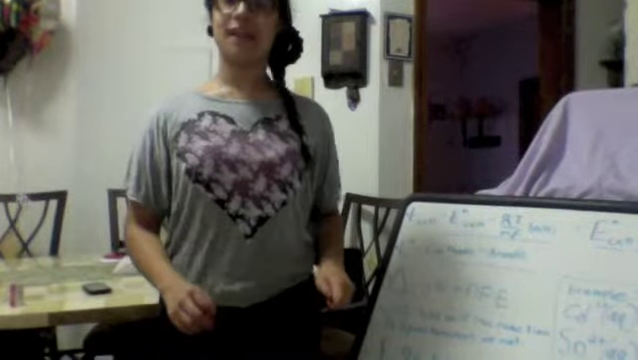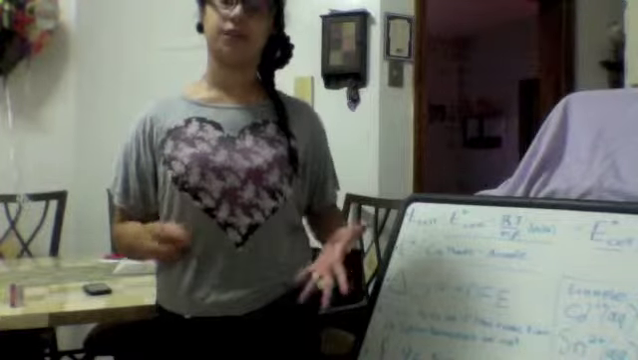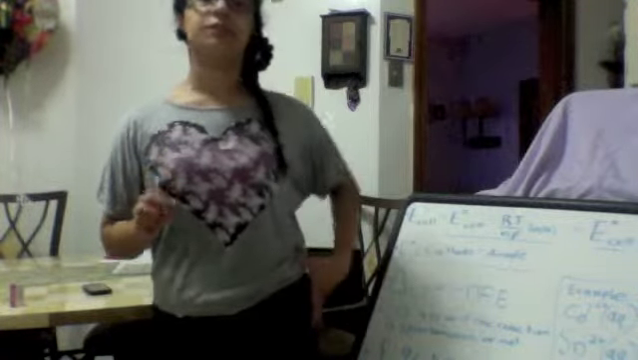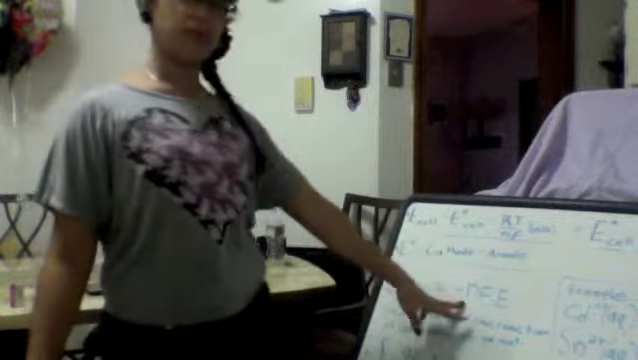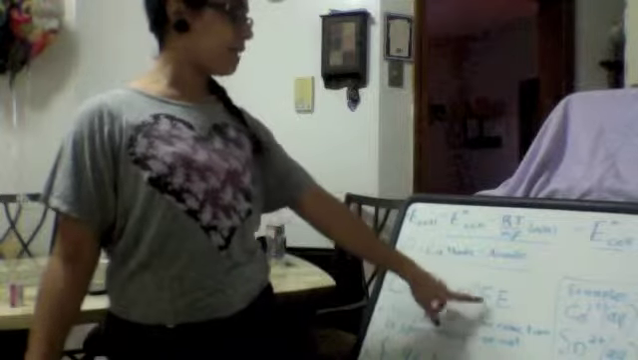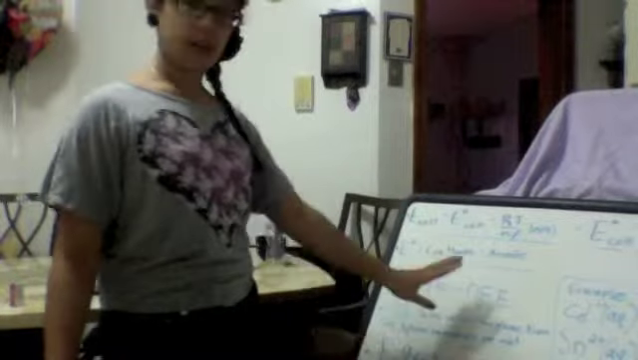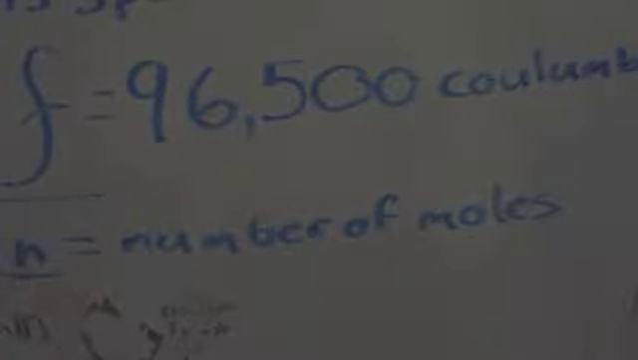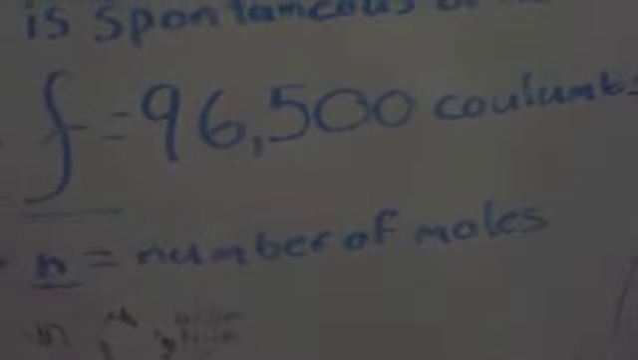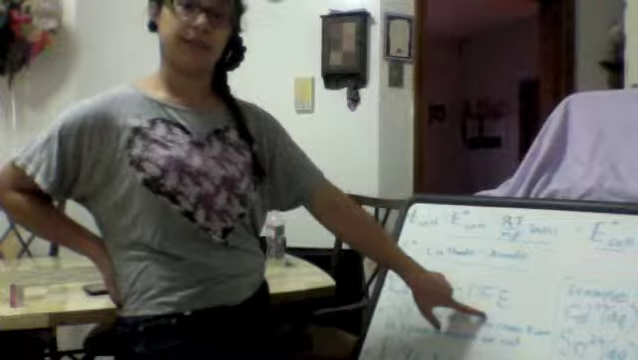Now, on the AP exam, they will ask you what delta G is, and will ask you to calculate the value of delta G using electrochemistry. Delta G gives free energy, and can be found by using this equation right here. Delta G equals negative nFE. n is the number of moles of electrons, F is Faraday's constant, 96,500 coulombs, and E is the electromotive force, EMF, or E0 cell.